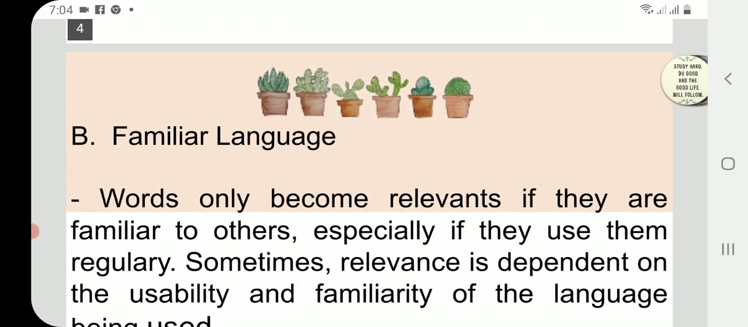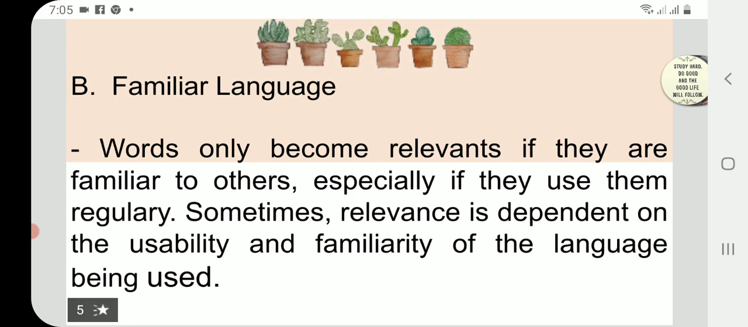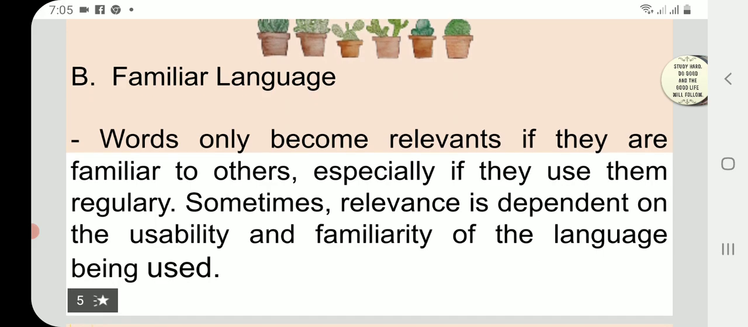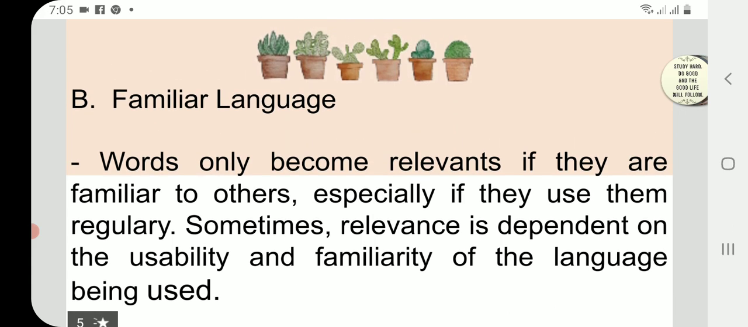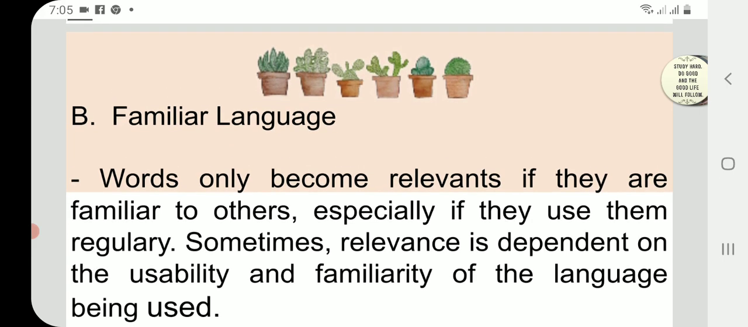Letter B, familiar language. Words only become relevant if they are familiar to others, especially if they use them regularly. Sometimes, relevance is dependent on the usability and familiarity of the language being used. So if the speaker or the writer uses unfamiliar language, the message might not have an impact on others, or at least they might be interpreted differently.